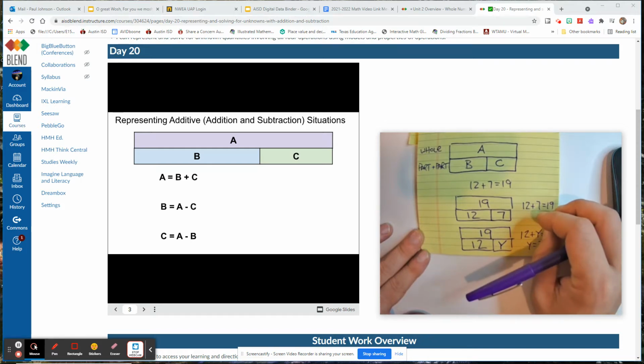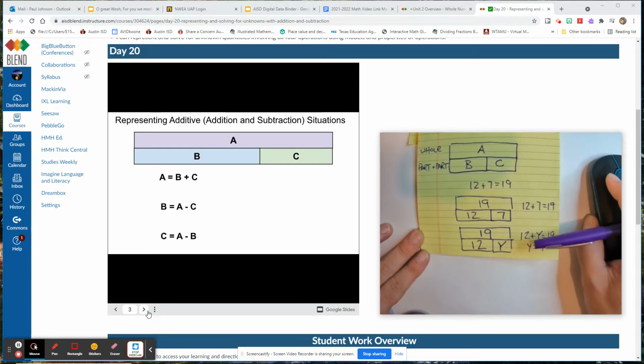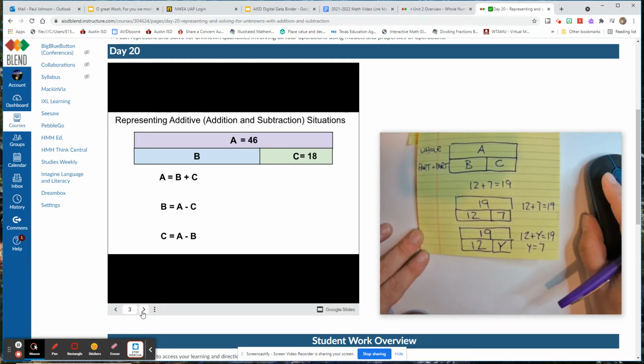All right, so these can be really helpful when you're solving any kind of word problem or anything like that, and you're trying to kind of visualize your data. This is a really good way to do that. So let's continue to go on.